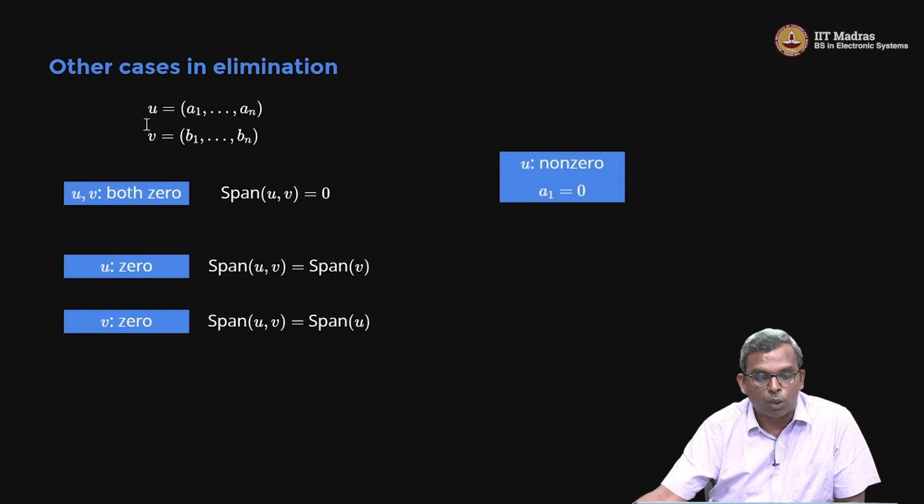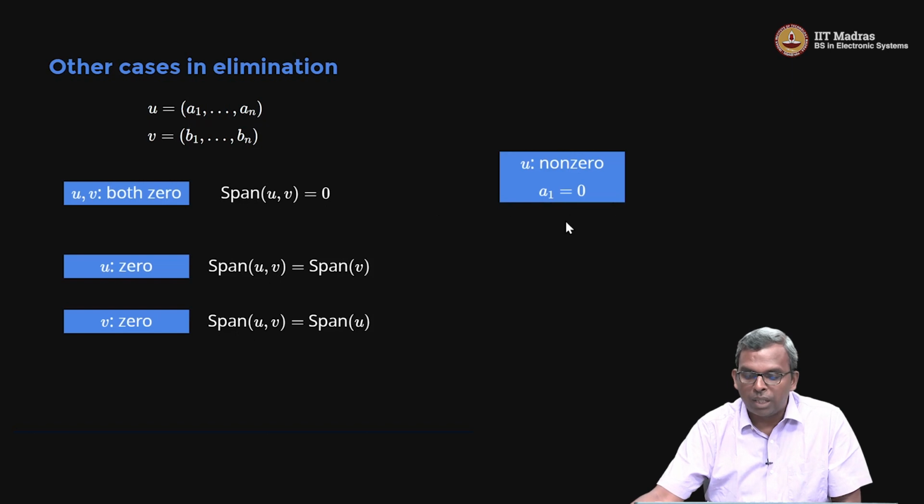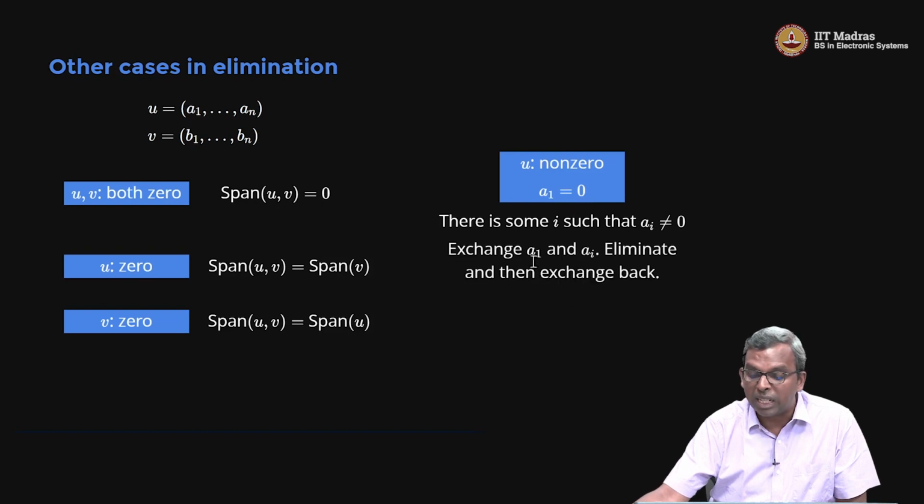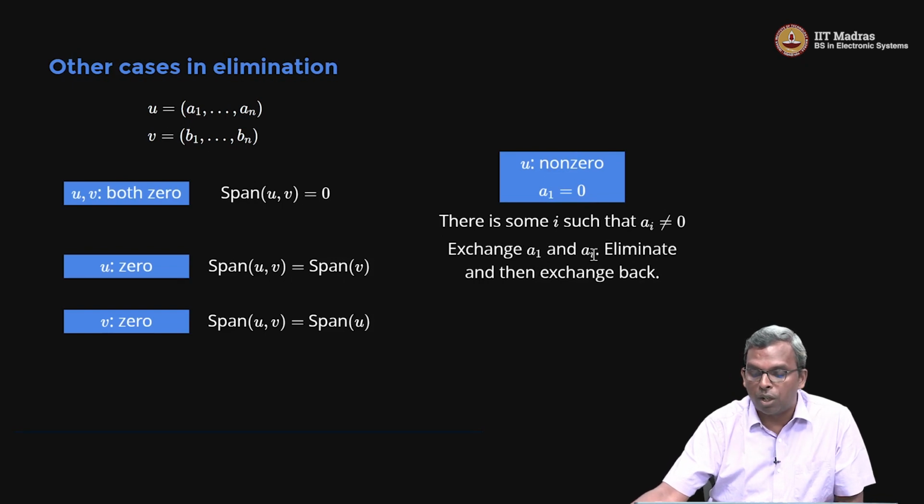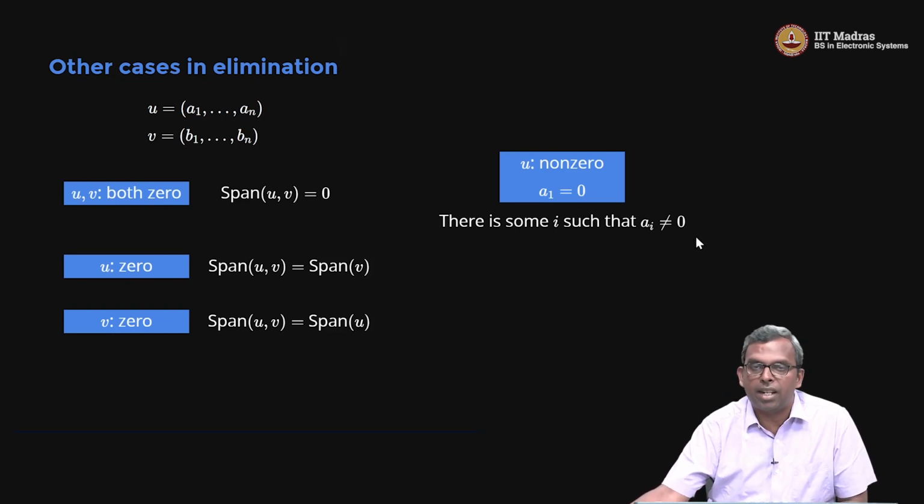However, if u is non-zero, but a1 is 0, what do you do? I was assuming a1 is not 0, right? In that case, here is what you do. It's very easy. Since u is not 0, there has to be some i such that ai is not 0, right? Maybe a2 is non-zero or a3 is non-zero. Something has to be non-zero here. Otherwise, u would be zero. So what you do in that case is you exchange a1 and ai. You have to modify both u and v. I have not put that very clearly here. Okay, so we know that there has to be some i such that ai is not equal to 0.